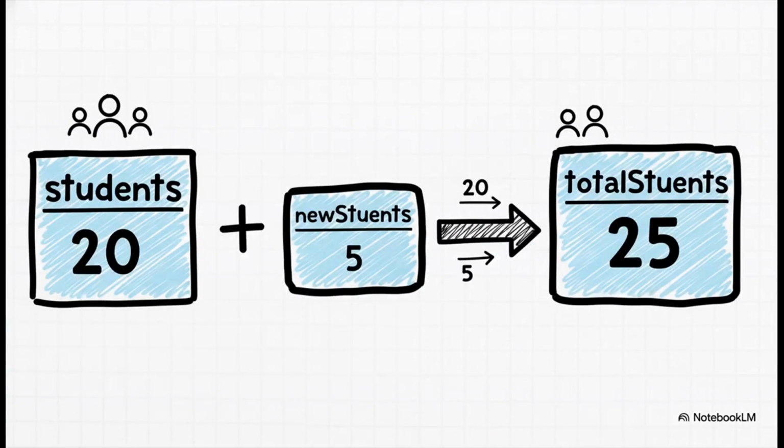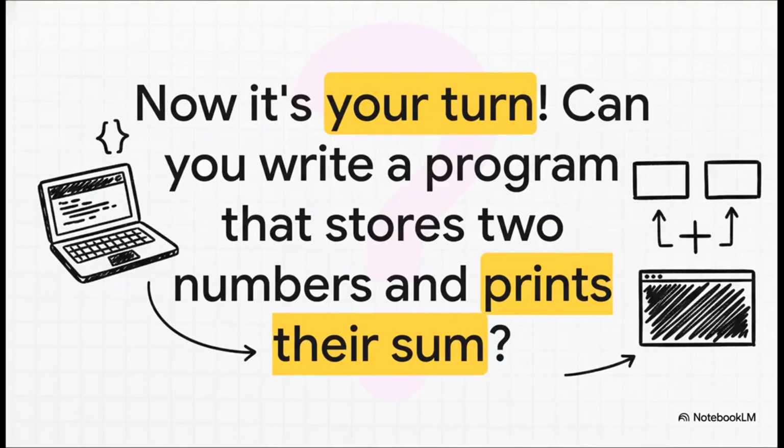So check this out. Let's say we have a variable called students and we set it to 20. Then maybe we get 5 new students. We can just create a new variable, totalStudents, and tell the computer to add students and newStudents together. And bam! The program does the calculation and that totalStudents variable is now holding the number 25. Simple as that. So there you have it. You now have all the basic tools you need to write a genuinely useful program.